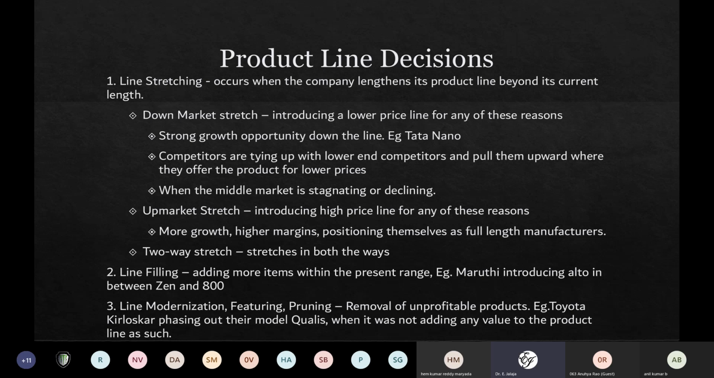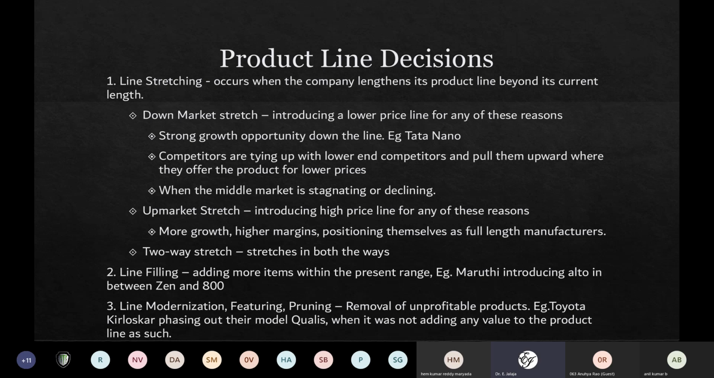Sometimes the company may adopt a down market stretch. Sometimes an up market stretch. Sometimes both ways. What is a down market stretch? For example, you are at one level, consider that you are at the middle level, but you are introducing a lower price product. What is the reason behind going for a low price product? Because you want to show your competitor that you don't want to give your competitor a chance.